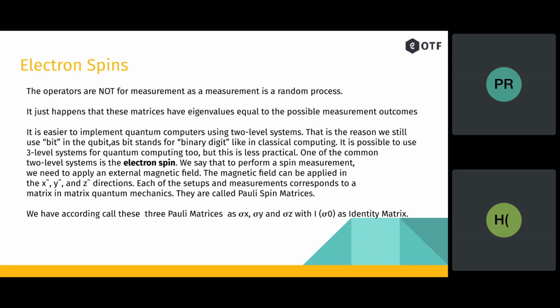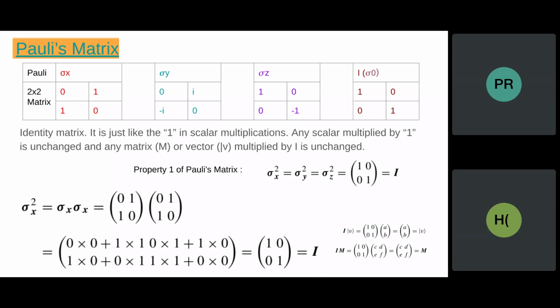So we will now look at electrons. There are some matrices called the Pauli matrices, Pauli sigma x, y, z, along with sigma 0, which is the identity. So let's get into the Pauli matrices. There are 3 matrices: sigma x, sigma y, sigma z.